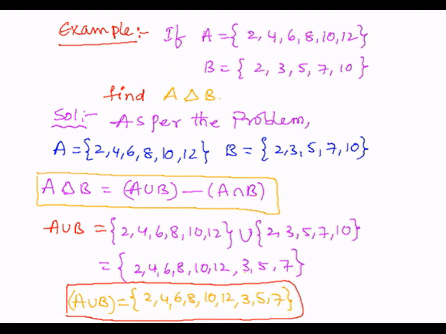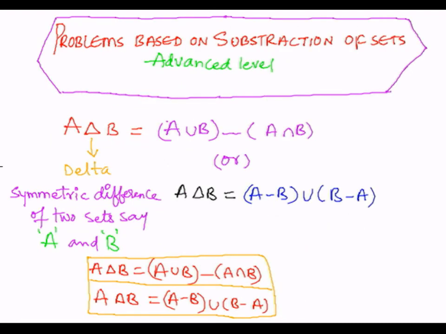Even so, we can find A delta B by means of the formula A minus B union B minus A, which also gives us A delta B, or the symmetric difference of the sets A and B. Let us find the same A delta B by utilizing this formula.